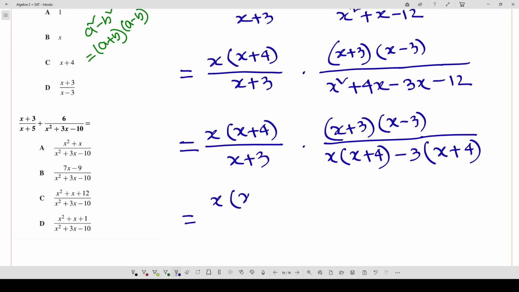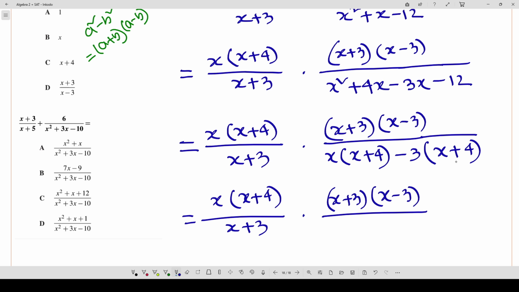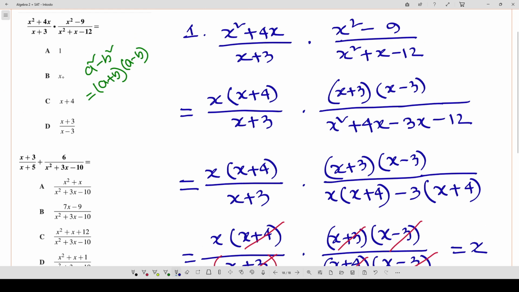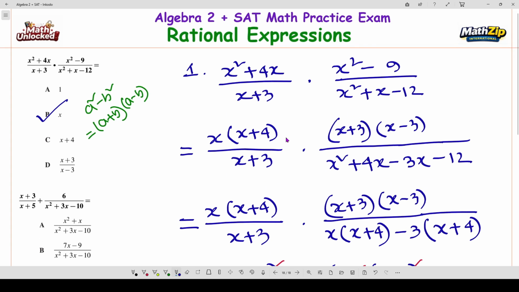Now x times (x + 4) divided by (x + 3), times (x + 3)(x − 3). From here we can take common x + 4, so here will be x − 3. Now we can simplify. (x + 3) divided by (x + 3) is 1, (x − 3) divided by (x − 3), and (x + 4) divided by (x + 4). So here is only x. So where is x? B is our right option. Very simple math and also very important math.